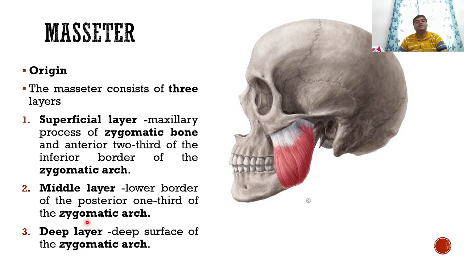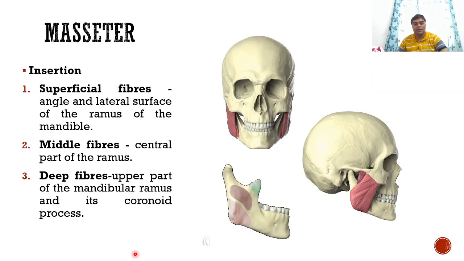Now, second muscle is the masseter muscle. Masseter muscle is a very thick muscle and it consists of three layers basically. There is a superficial layer which will basically arise from the zygomatic bone and the zygomatic arch. Then there is a middle layer which is arising mostly from the zygomatic arch, and then there is a deep layer which will arise from the deep surface of the zygomatic arch.